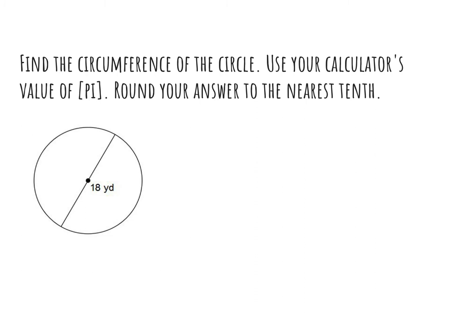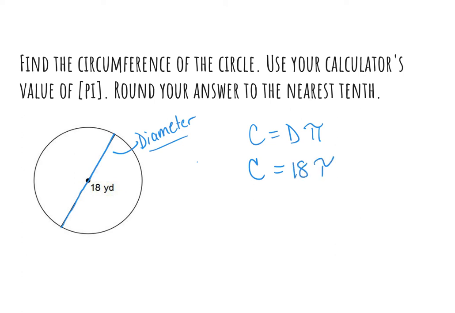Again, I want to find the circumference of the circle, so I am going to identify the information given. I am given this line that is cutting through the center of the circle and it goes from one end to the other. So this means this is the diameter of the circle. So I will use diameter D times pi. So circumference is equal to 18 times pi. If I plug this into my calculator, I will get 56.54. I am going to round to the nearest tenth, so that means it stays the same.